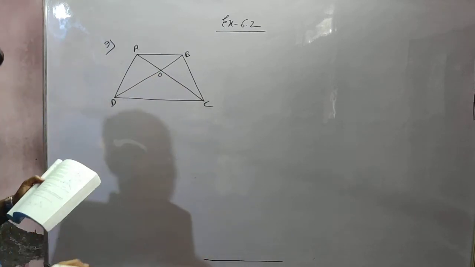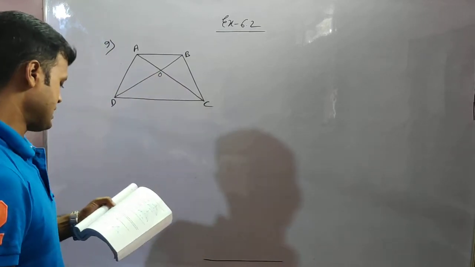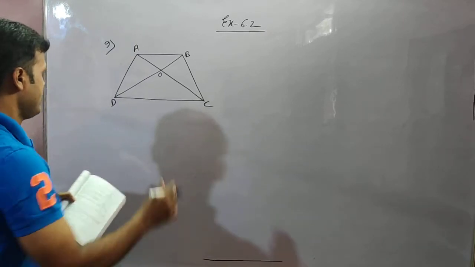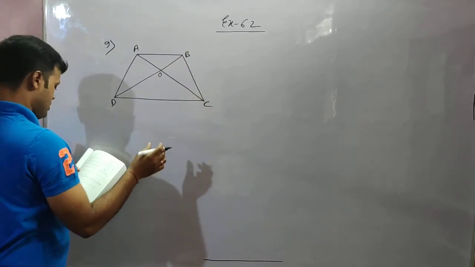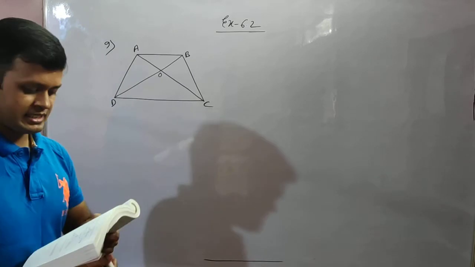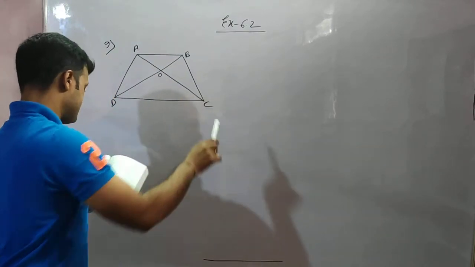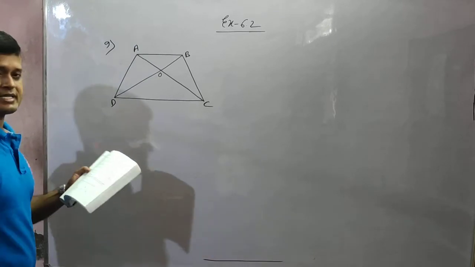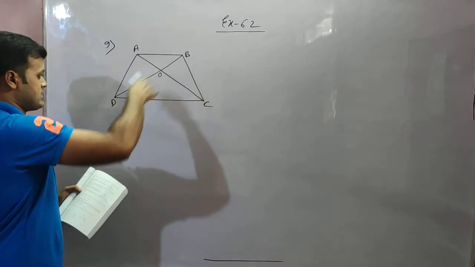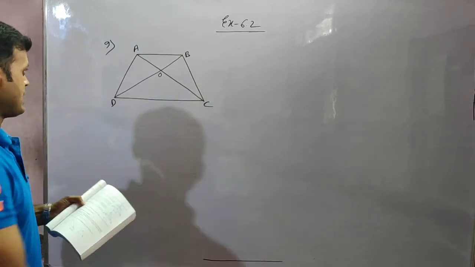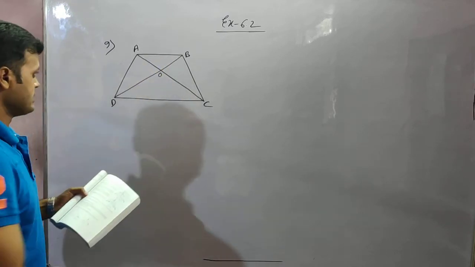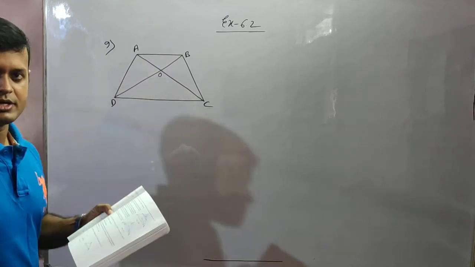Okay, so we need to show that AO by BO is equal to CO by DO. So ABCD is a trapezium in which AB is parallel to DC and its diagonals intersect each other at the point O. We need to show that AO by BO is equal to CO by DO.